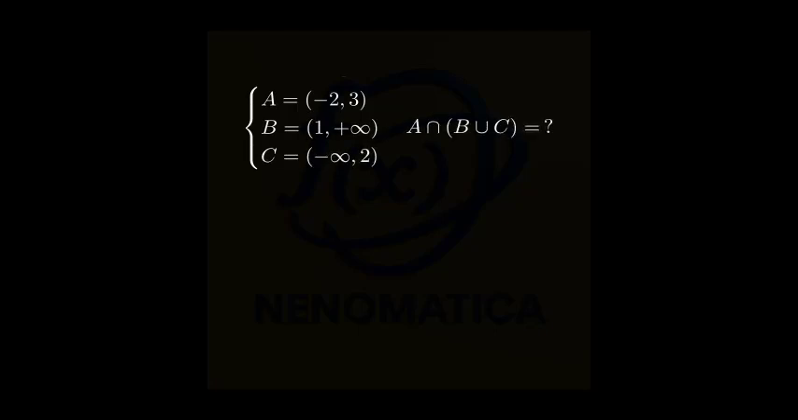In this video, we're going to solve a set theory problem where we need to find the intersection of a set A with the union of sets B and C. Let's get started. First, let's understand what these sets represent.